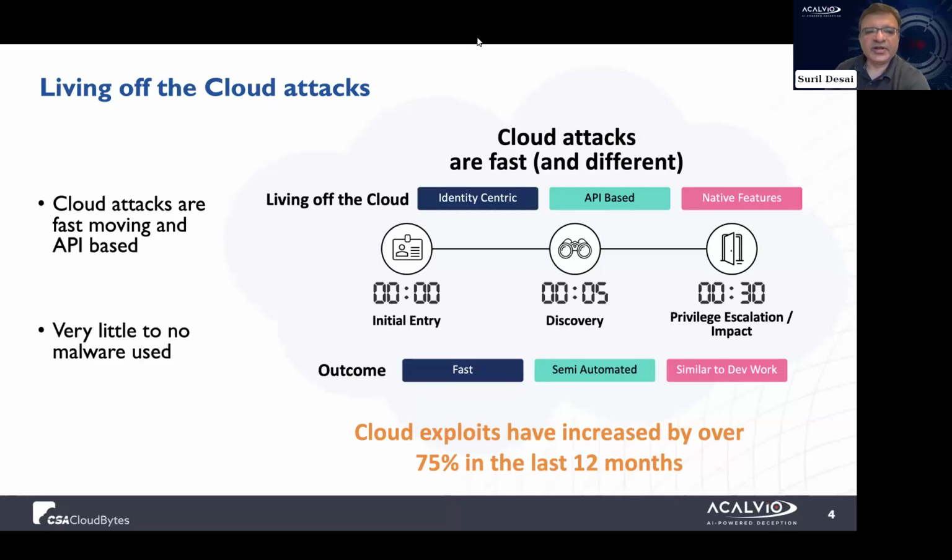Many of you would be familiar with the term living off the land attacks. In cloud environments, attacks have become very fast and stealthy and sophisticated. The new terminology is being referred to as living off the cloud attacks. These are attacks where there is very little to no malware used, and the attacker is able to complete their mission within just a few minutes from the point of initial entry. Cloud exploits have increased by over 75% in the last 12 months.